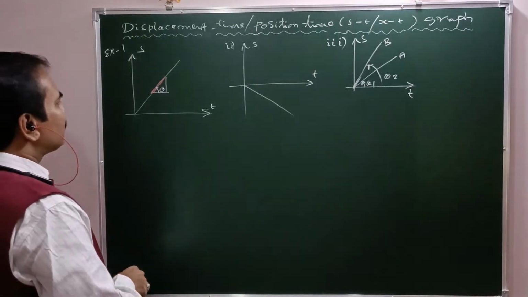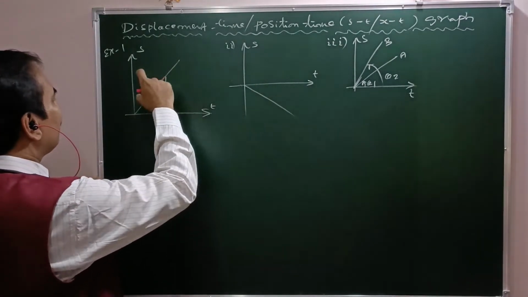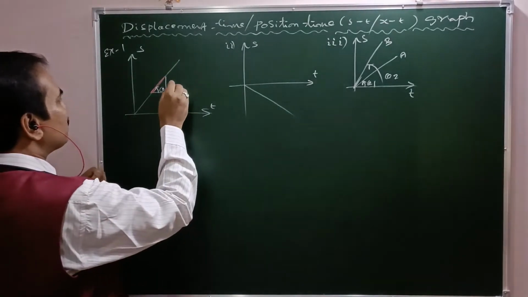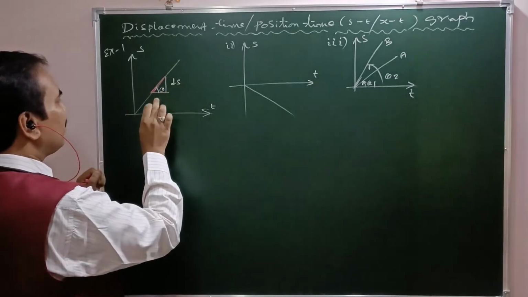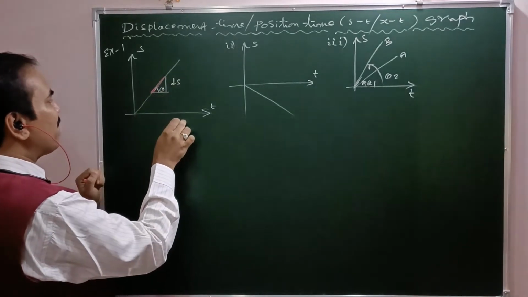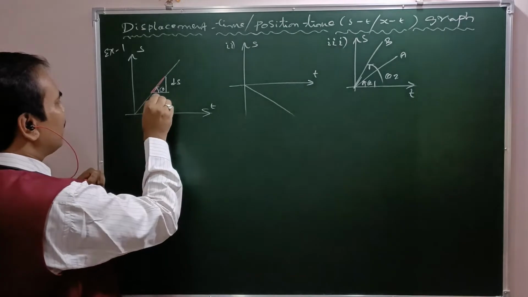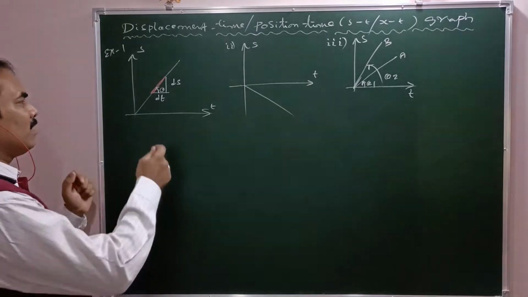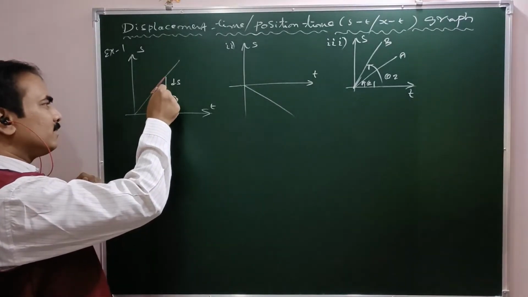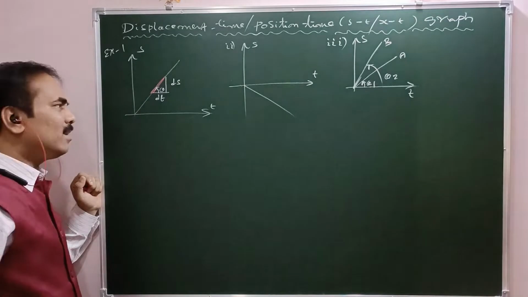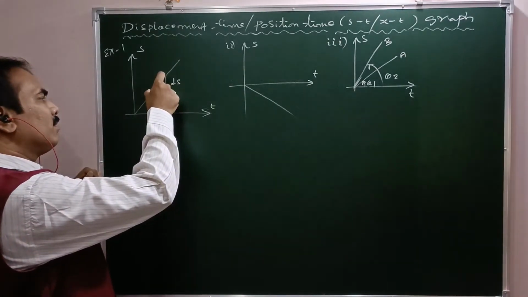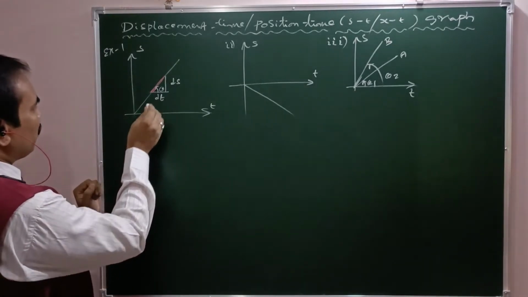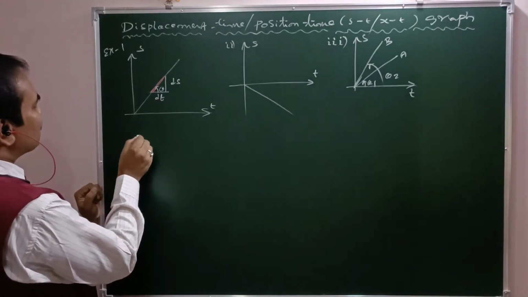Now see, what is this variation along the y axis? That is the change in displacement, that is ds. What is this variation parallel to the time axis? That is the change in time, that is dt, the time interval. Now what is the slope here? Slope means the tangent of the angle made with the x axis, that is tan theta.